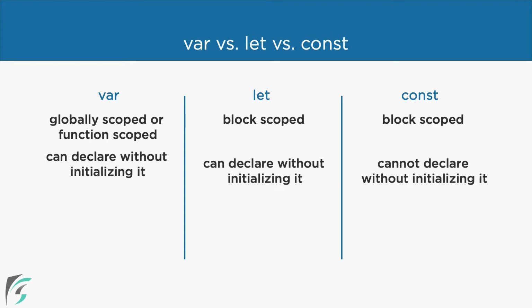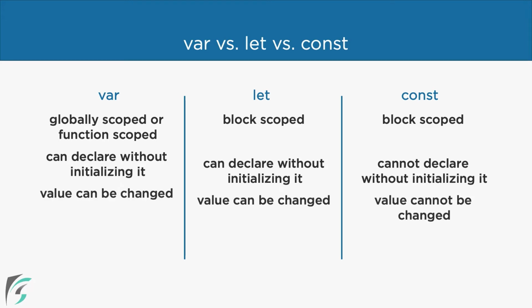With var and let, we can declare a variable even without initializing it. However, with const, we need to initialize the variable when we declare it. The value of the variable can be changed when declared with var and let, whereas it should never change when declared with const. We will mostly use let and const in the demo in this course. Since these are block scoped, it becomes easy to track the variables, debug and prevent errors.